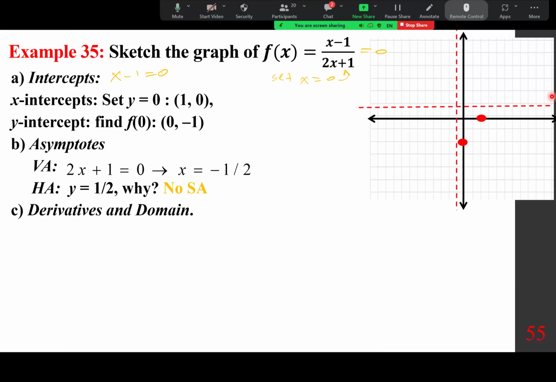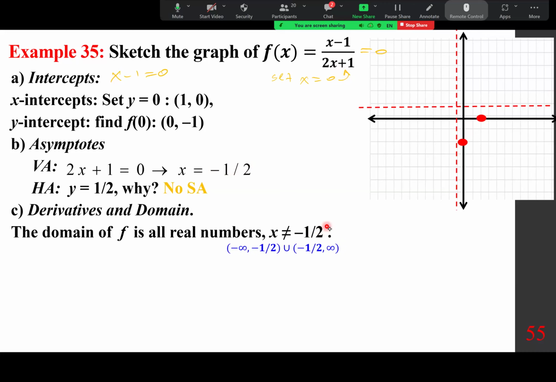Derivatives and domain. First of all, domain is all real numbers except what makes the denominator 0. That means get rid of negative 1/2. So x can't be negative 1/2. How do you write it in interval format? Negative infinity to negative 1/2 union negative 1/2 to infinity. That's how you would write it.